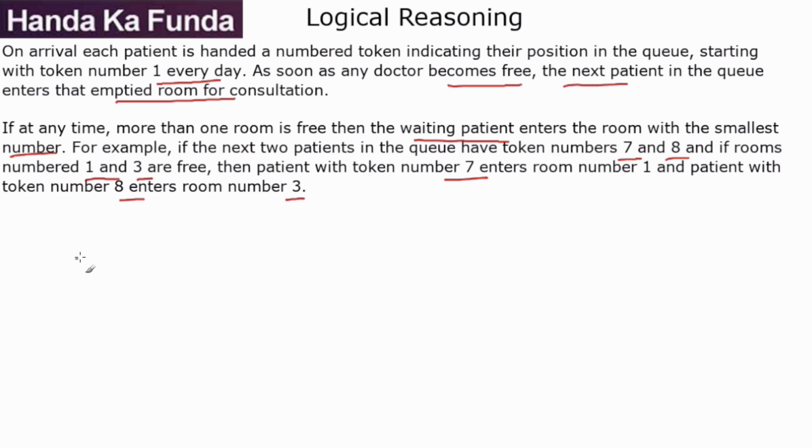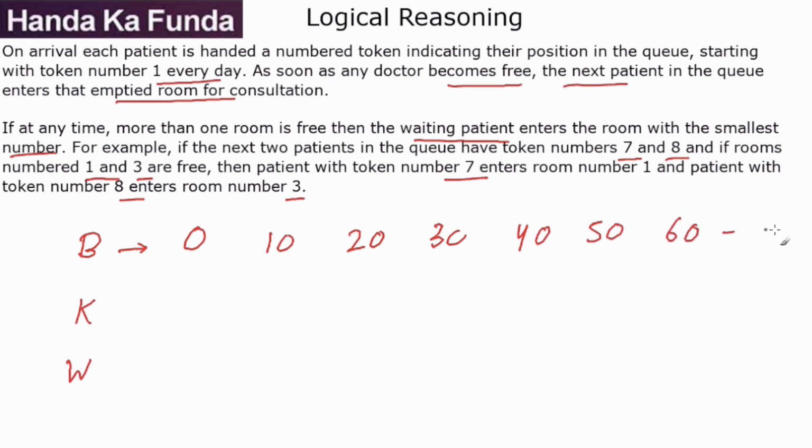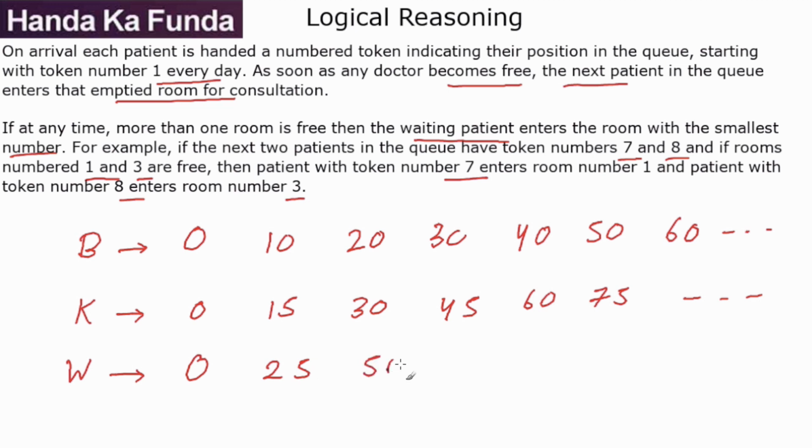So let's see if that would ever happen. We were given Ben, Kane, and Wayne, where Ben takes patients every 10 minutes. So Ben will take at 0, at 10, at 20, at 30, at 40, at 50, at 60, and so on. This will go on till 150. No need to write all that down. Kane, on the other hand, will take at 0, 15, then at 30, then at 45, then at 60, then at 75, and so on till 150 minutes. Wayne will take at 0, 25, 50, 75, 100, and so on.